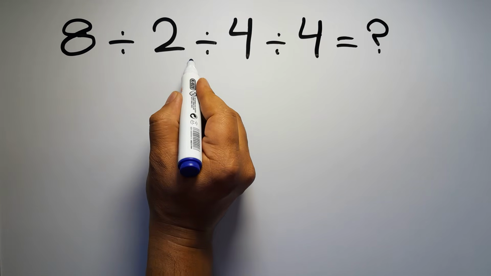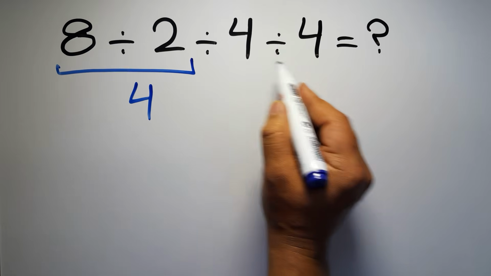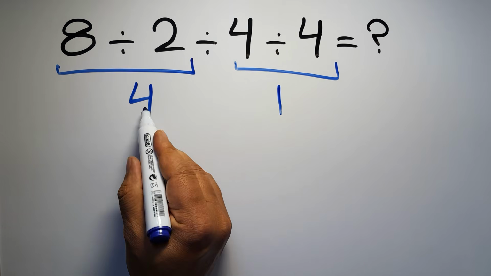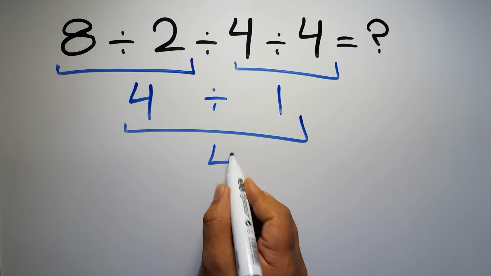8 divided by 2 equals 4. And here we have 4 divided by 4, which equals 1. So 4 divided by 1 is just 4.